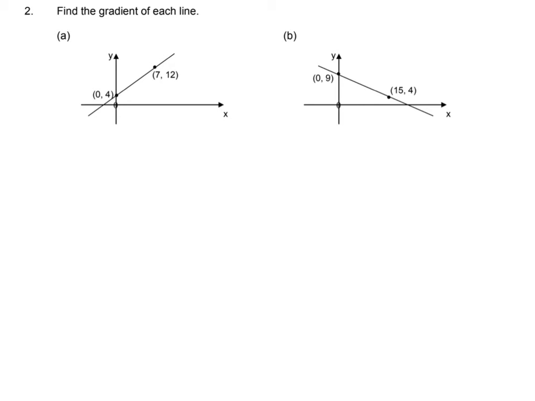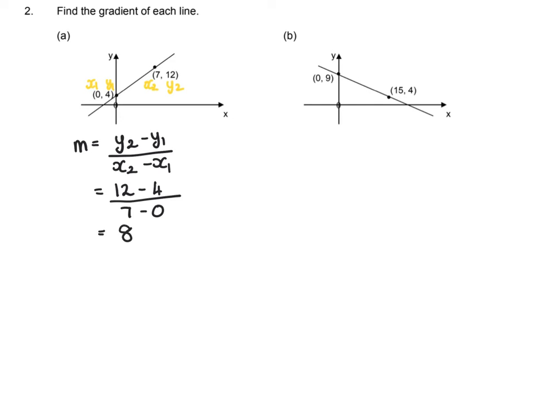Okay, so here we have 2 diagrams again so that we can work out our gradient. So same as the other ones, we label one of the points x1, y1 and label the other point x2, y2 and write down your formula. So I've written down my formula and I've substituted in my numbers. On the top here, 12 take away 4, and on the bottom 7 take away 0. You can't cancel that one down, so that's all that one's going to look like.